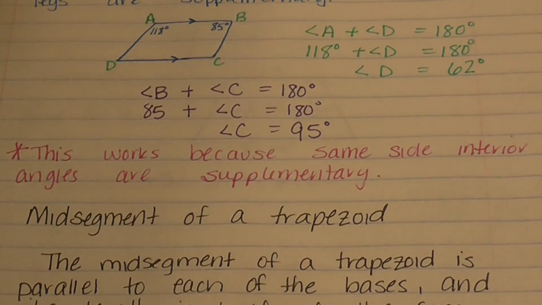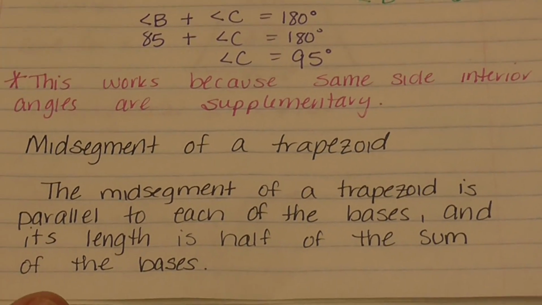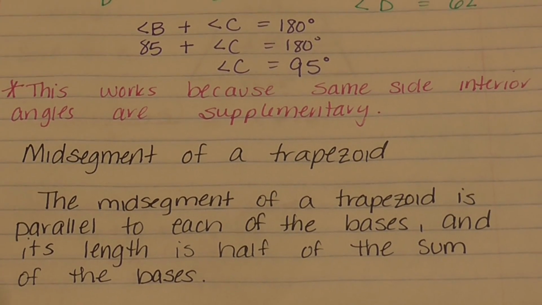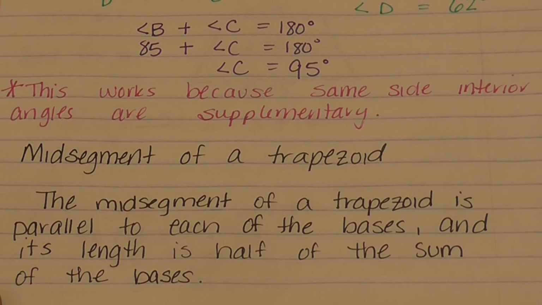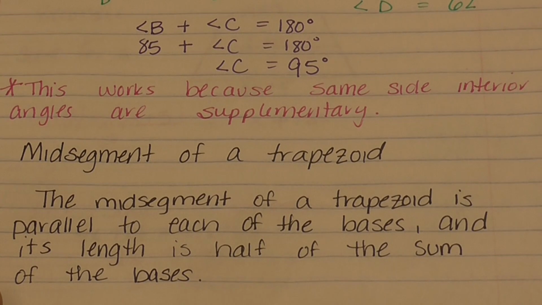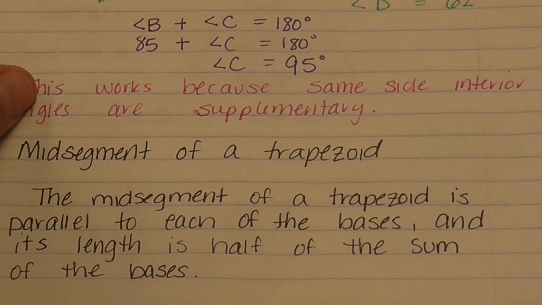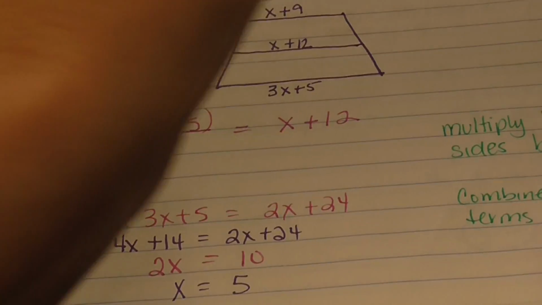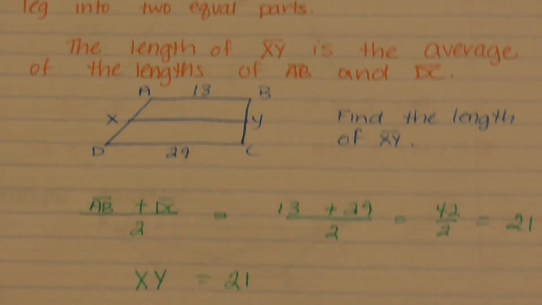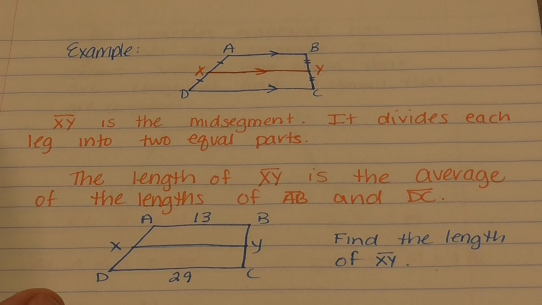So trapezoids have midsegments, and we talked about midsegments of triangles, and midsegments of trapezoids are very similar. The midsegment of a trapezoid is parallel to each of the bases, and its length is half of the sum of the bases. Basically, if you average the two bases together, you get the length of the midsegment.